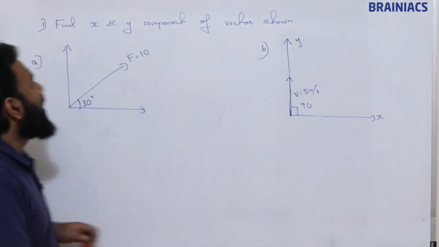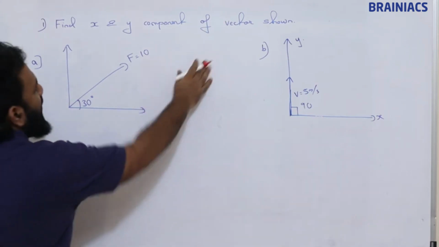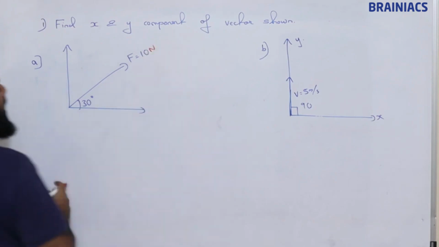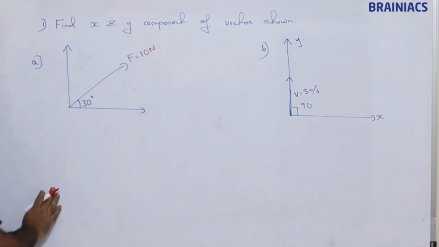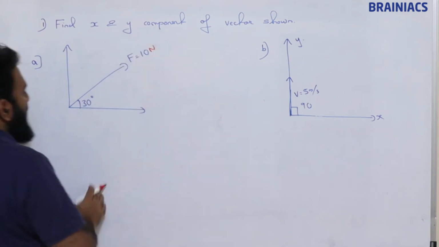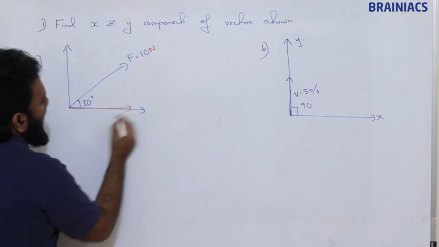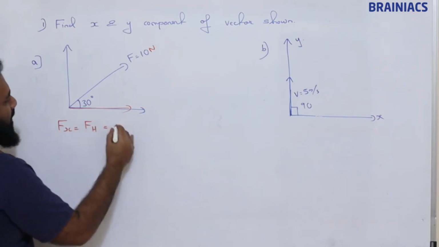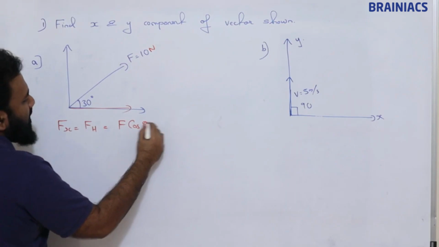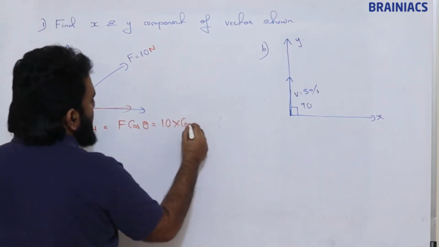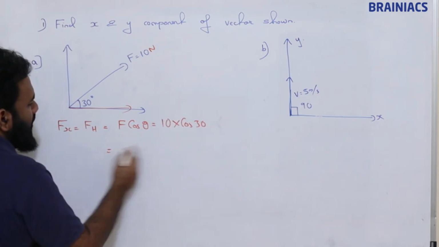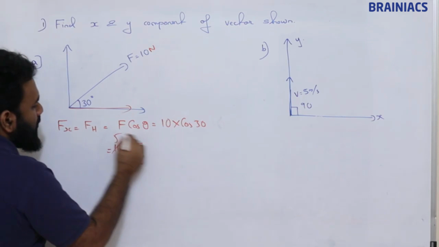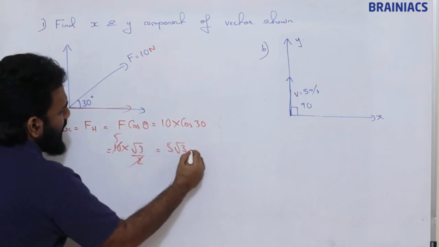Take this question. Find x and y component of the vector shown. So force F is equal to 10 newton, which is acting at an angle of 30 degree. So what is the x component and y component? The x component Fx, or we can say horizontal component, is nothing but F cos theta. So 10 into cos 30. Cos 30 is root 3 by 2. This is going to be 5 root 3 newton.